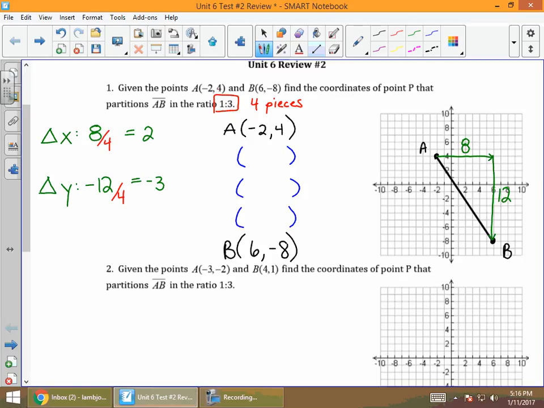And my x's. So as I look right here, my change in my x values is +2. That means I am going to add 2 to my x values. So my first x value is right here. It's -2. -2 plus 2 is 0. 0 plus 2 is 2. 2 plus 2 is 4. And 4 plus 2 is 6.